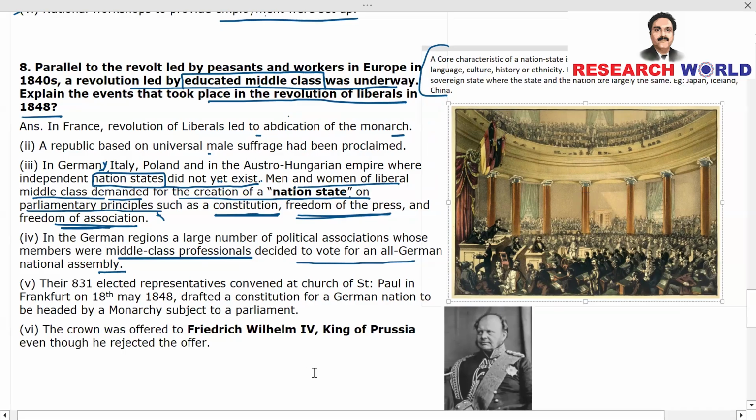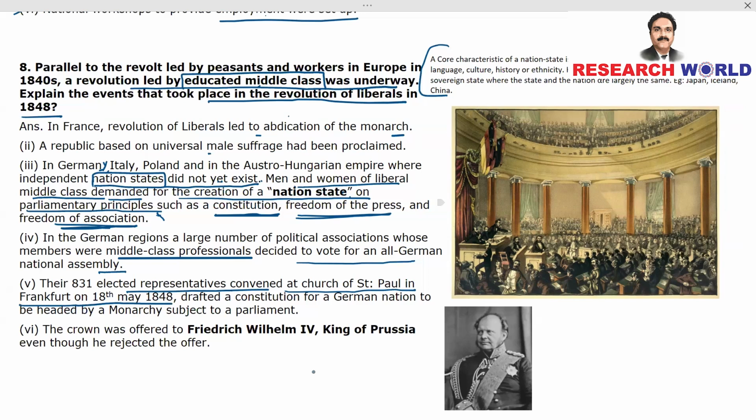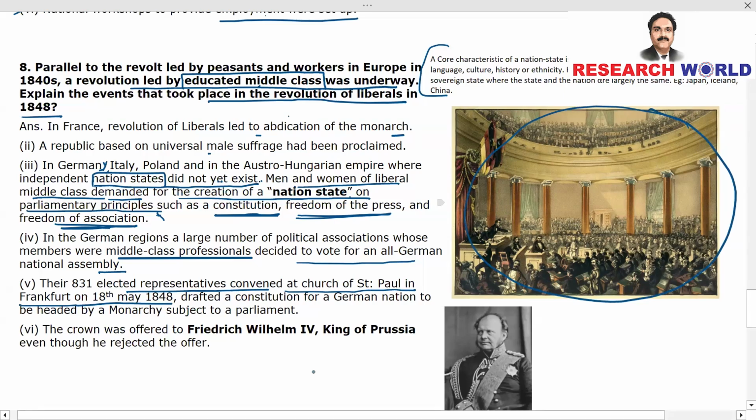All right, then their 831 elected representatives convened at the Church of St. Paul in Frankfurt on 18th May 1848. This is a portrait of the Church of St. Paul, and 831 elected members were represented at this All German National Assembly. Okay, so in German regions, a large number of political associations whose members were middle class professionals decided to vote for an all German National Assembly.